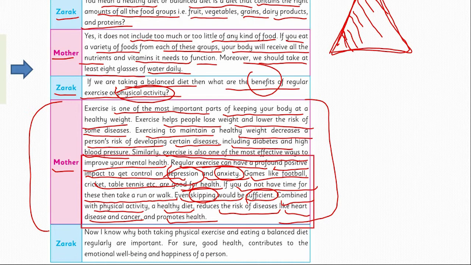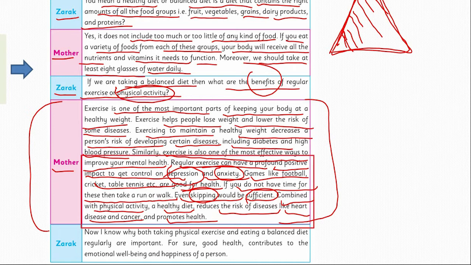If you are taking a balanced diet, then exercise or walking or any kind of physical activity is also important because it reduces the risk of many diseases like diabetes, heart attack, etc. And it also improves your mental health. It helps you to get rid of depression and anxiety. Like yoga really helps you to get rid of depression and anxiety.